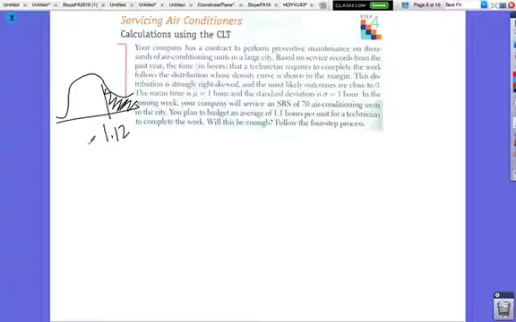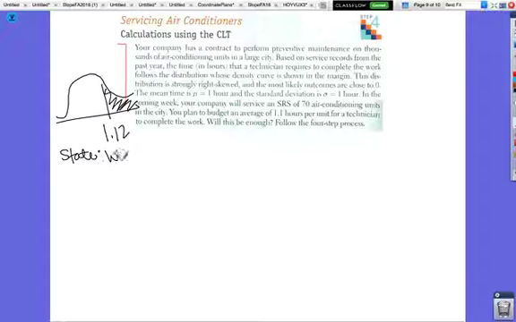In the coming week, your company will service a simple random sample of 70 air conditioning units in the city. You plan to budget an average of 1.1 hours per unit for a technician to complete the work. Will this be enough? Follow the 4-step process. Remember the 4-step process is state, plan, do, and conclude. To state, you're going to state what question you are answering.